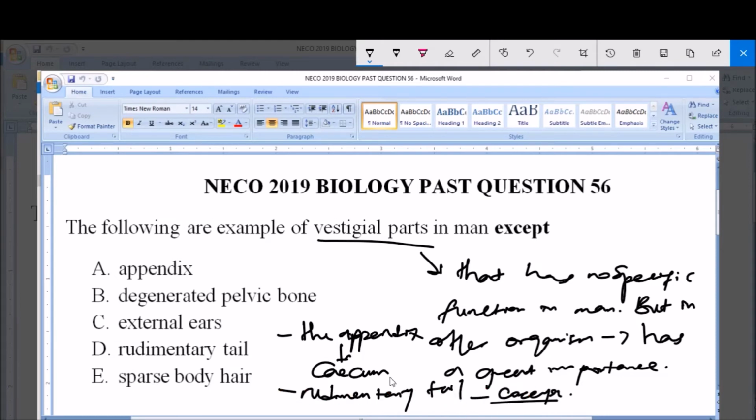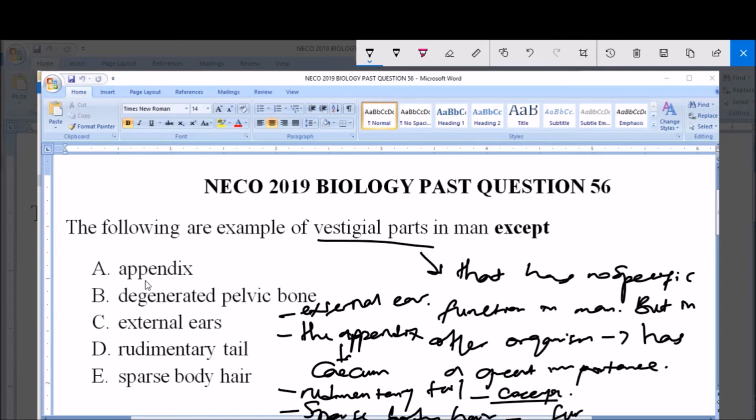Another example is the sparse body hair. The sparse body hair of man, in other animals, forms the fur. And another example is the external ear. If you look at the external ear of man, it is small compared to that of other animals. So these are the vestigial parts in man.